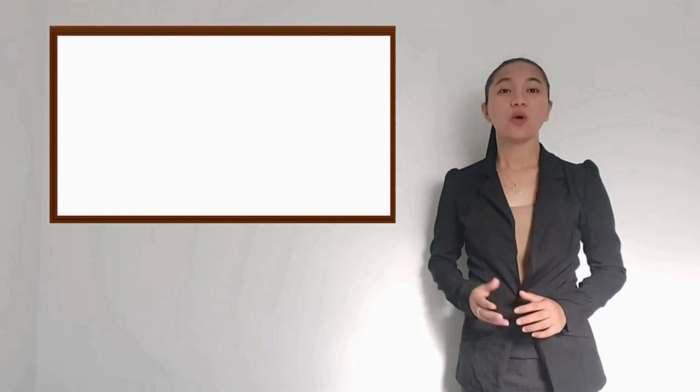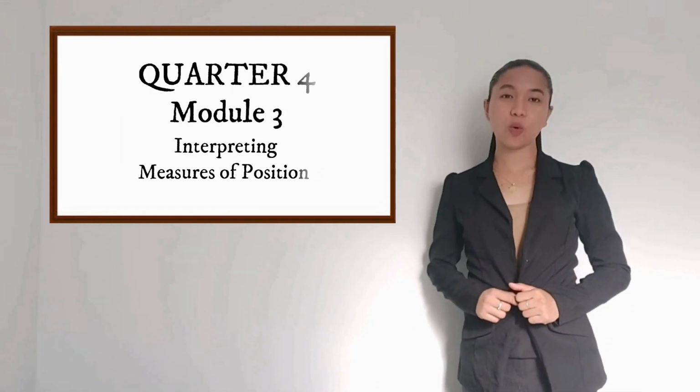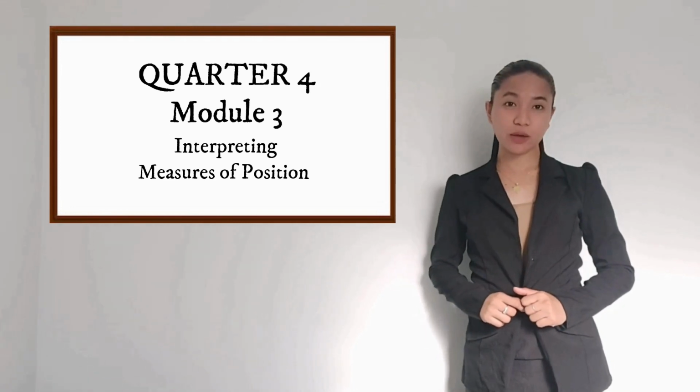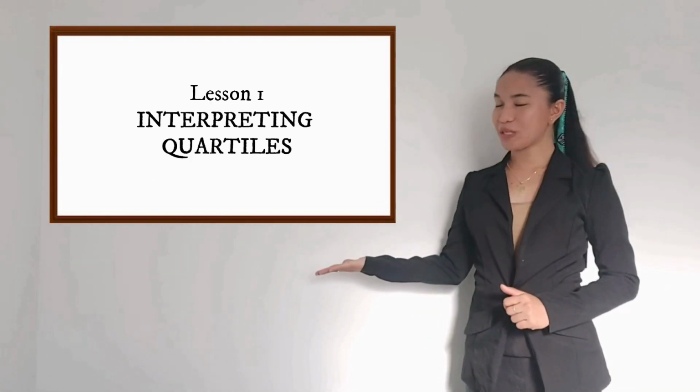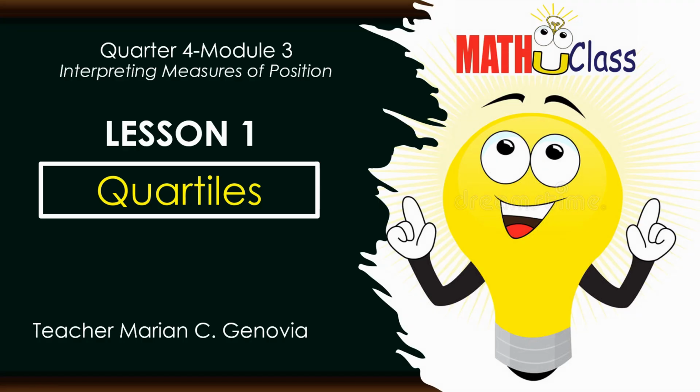In this section, we will talk about the first lesson in Quarter 4, Module 3 with the topic, Interpreting Quartiles. The interpretation of data helps researchers to categorize, manipulate, and summarize the information in order to answer critical questions. The importance of data interpretation is evident, and this is why it needs to be done properly. So for this lesson, our main focus is to interpret quartiles.